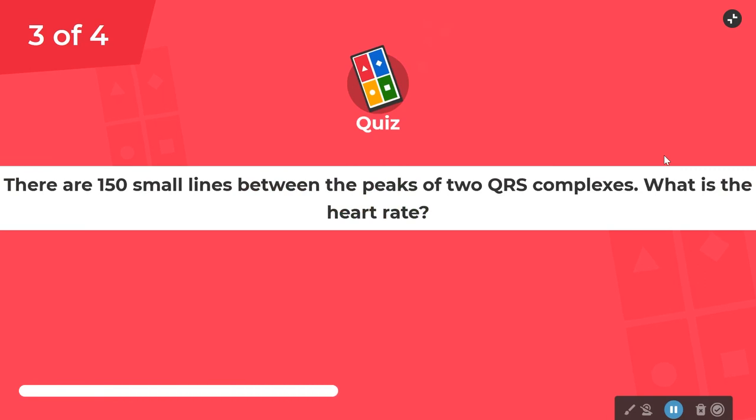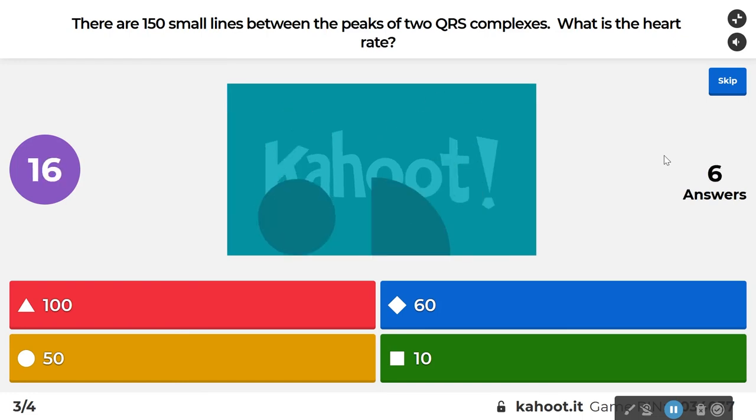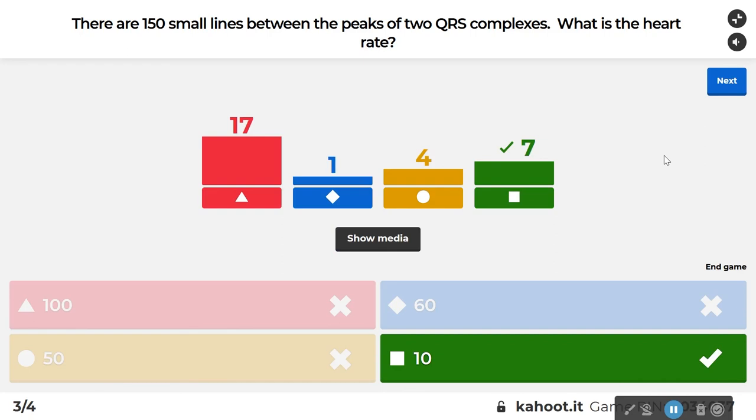All right. There are 150 small lines between the peaks of two QRS complexes. What's the heart rate? This question is written specifically because I have learned that PA students are not so good with math in their head. Just saying. So, 1,500 divided by the number of small boxes gives you the rate. And for those of you who are calculatedly challenged, 1,500 divided by 150 is 10, okay?